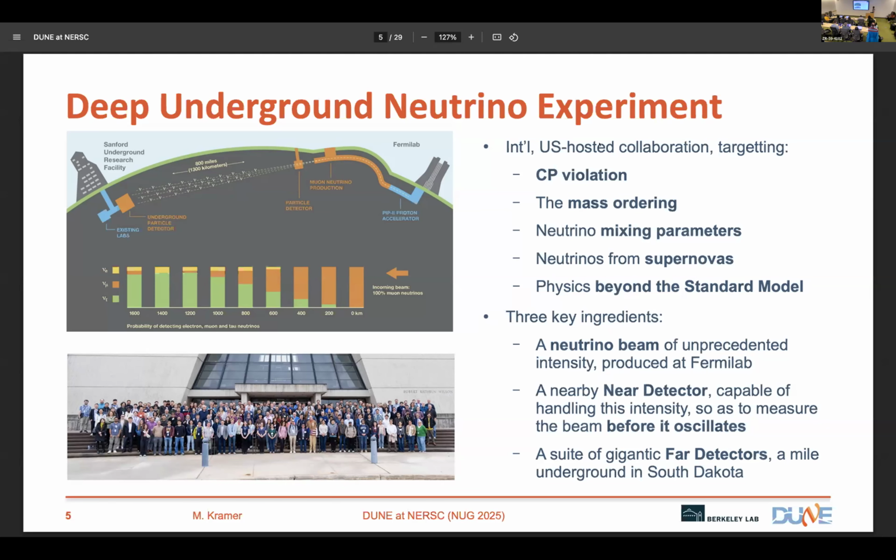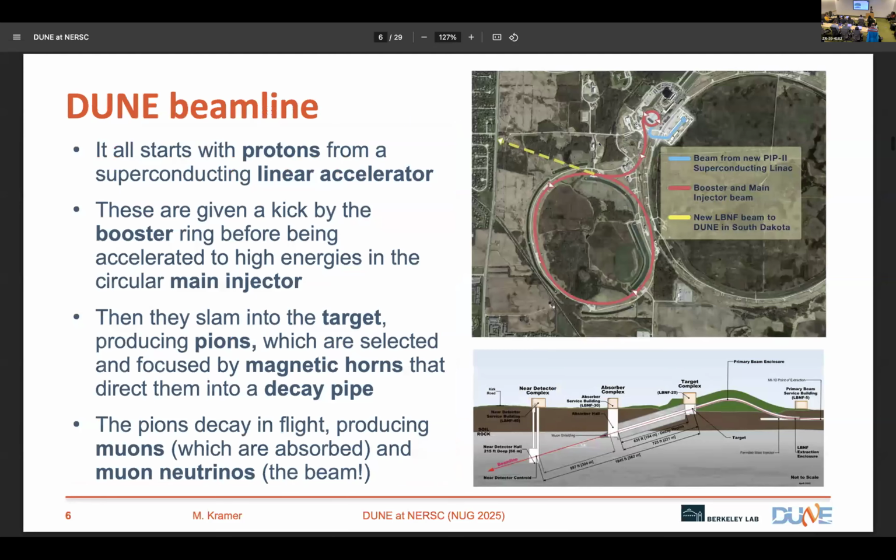And so in order to achieve these goals, there are three key ingredients. There is a very intense neutrino beam produced at Berkeley Lab. There's a near detector close to the beam, and it must be designed to handle the intense beam and measure it before it oscillates, so that we can then compare that to what we see in the gigantic far detectors, which will be placed about 800 either miles or kilometers, I can't remember right now, away in South Dakota, deep underground in a gold mine, about a mile underground. And so with that combination, we can get the parameters we're looking for, hopefully, if nature is kind to us.